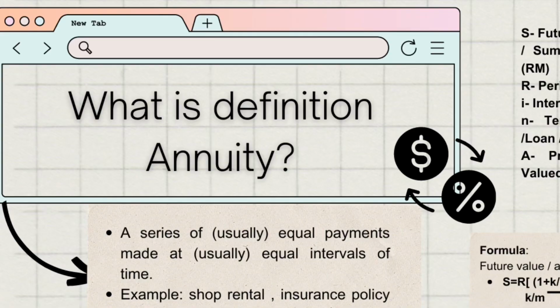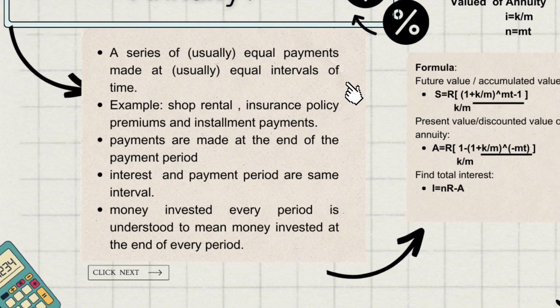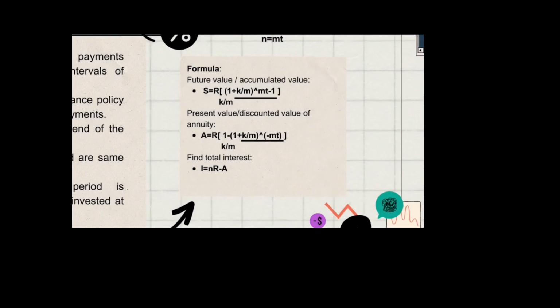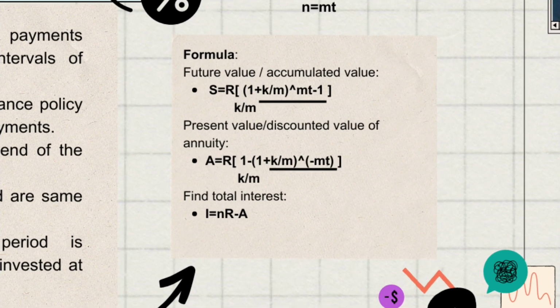I'm Nur Mariana, and I will explain the definition of annuity. First, a series of usually equal payments made at usually equal intervals of time. Example, shop rental, insurance policy. Third, payments are made at the end of the payment period. This is the formula to find future value, present value, and total interest.